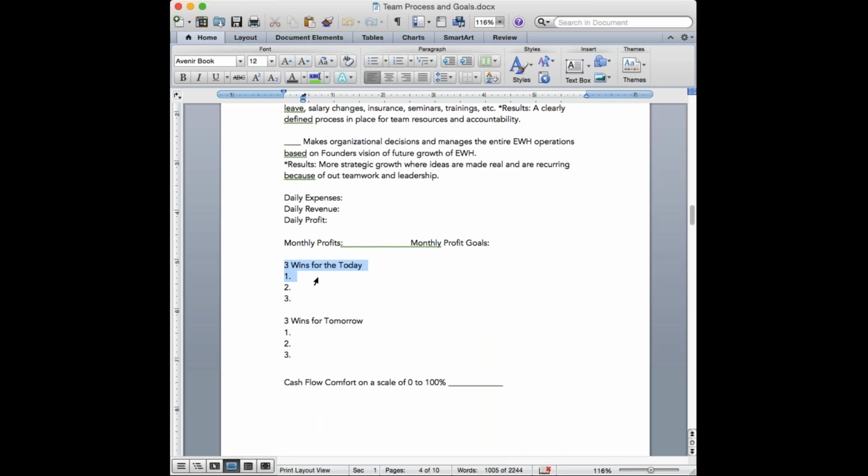We really like this. So what are 3 wins for today, for the day? I like that. 3 wins for the day. And then what are 3 wins going to be for tomorrow? So look at today, we have 3 ROF scheduled. We have this going on. Everyone was on time today. Those are some wins for today. Tomorrow, what are some wins going to be?